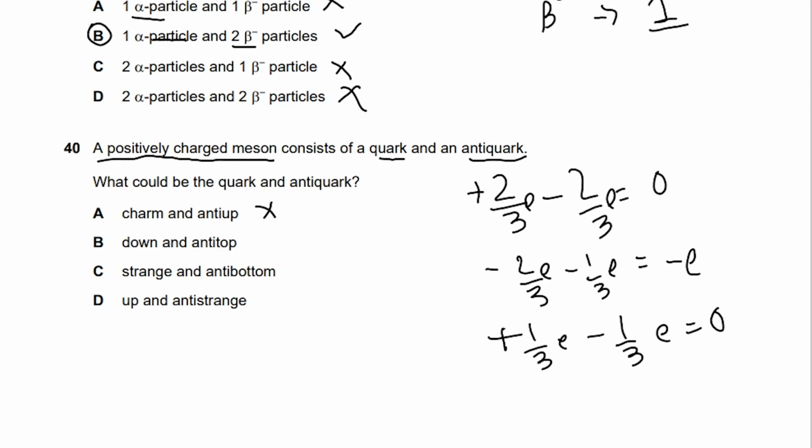Up and anti-strange. The charge for up is plus 2/3e, and the charge for anti-strange is plus 1/3e, which means the net charge is plus e. And D is the correct answer because it is the only option where there is a positive charge.